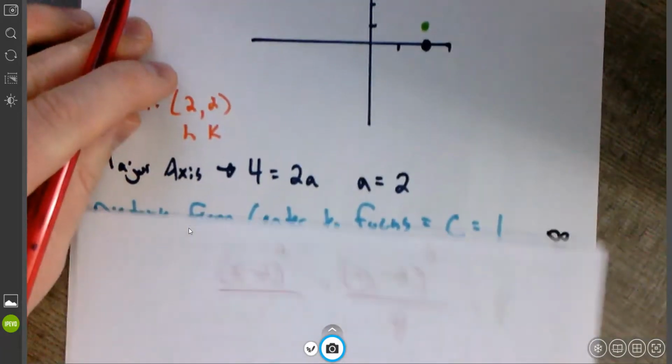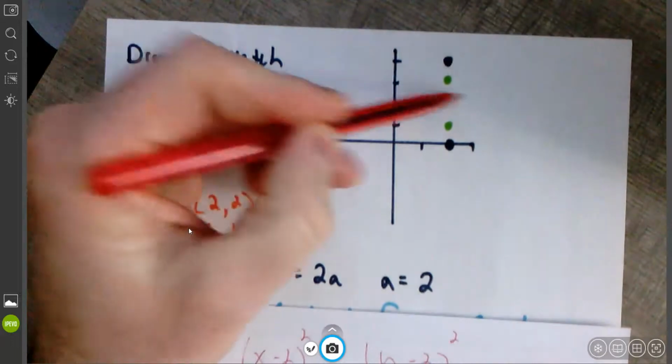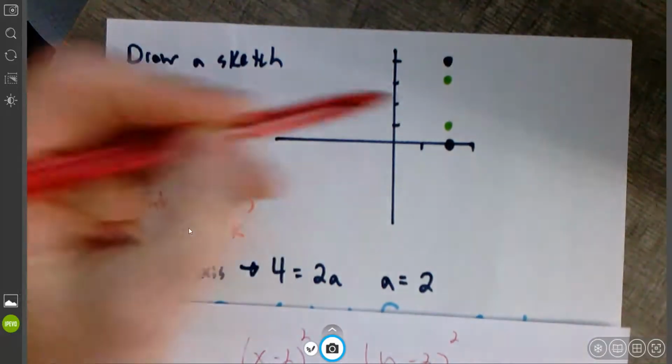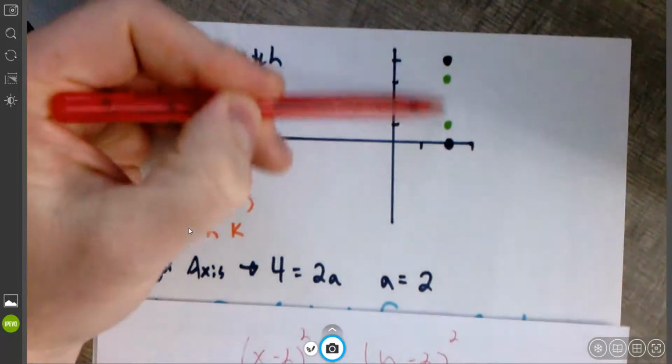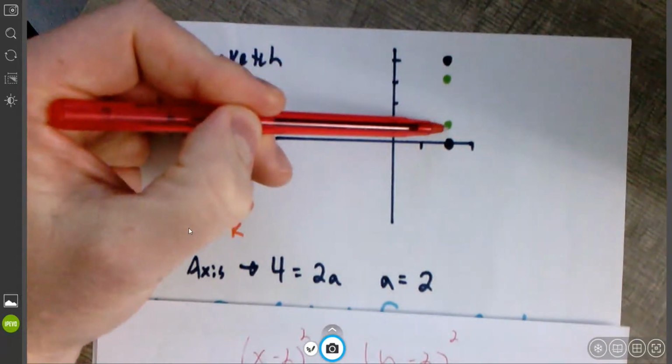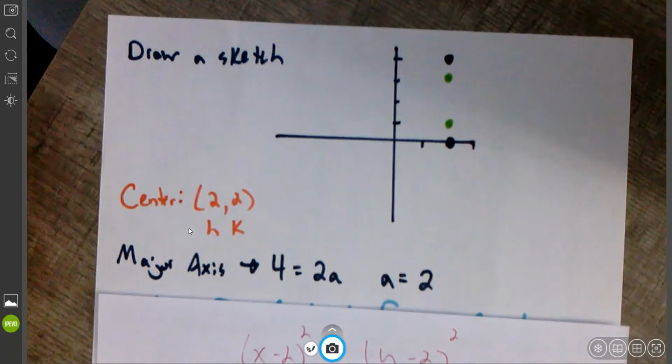So the last thing we need then, I need to figure out what b squared is. I don't know anything about the co-vertices right now. I don't know anything about the left and right. Does it go here, here, here? There's a bunch of different possibilities. But based on where the foci are, we can kind of figure it out.